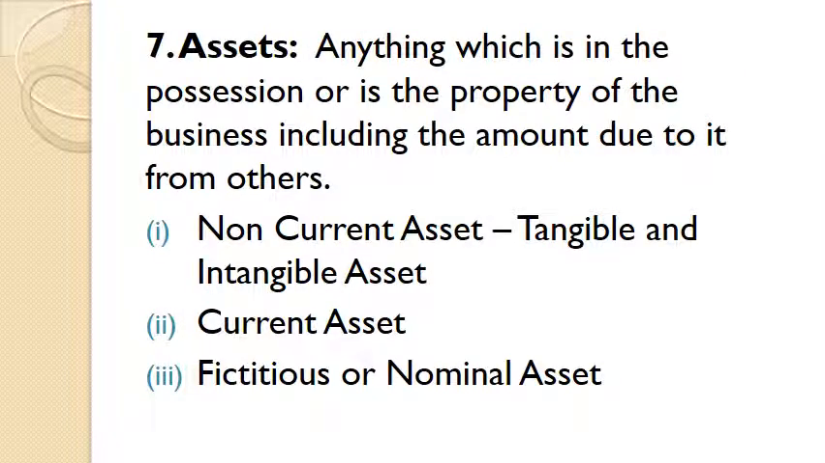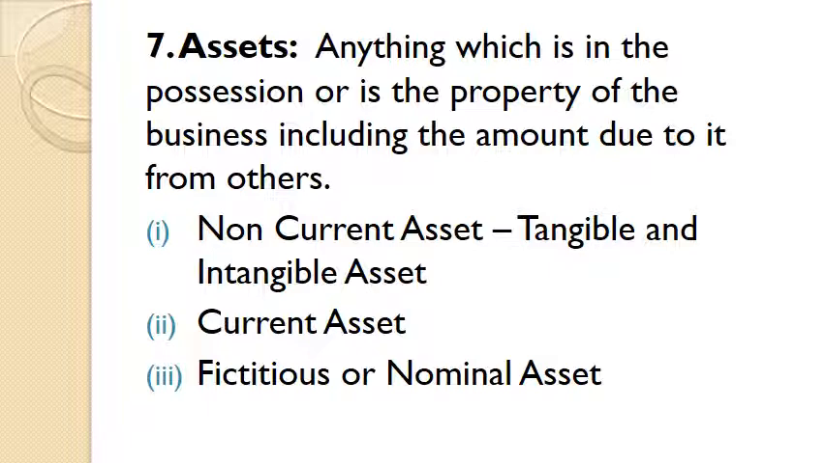Next is assets. Anything which is in the possession or is the property of a business enterprise, including the amount due to it from others, is called an asset. Or anything which will enable a business enterprise to get cash or benefit in future is an asset, like cash and bank balances, stock, furniture, machinery, land and building, bills receivable, etc. All these are assets. There are various types of assets also: non-current assets, current assets, and fictitious assets.